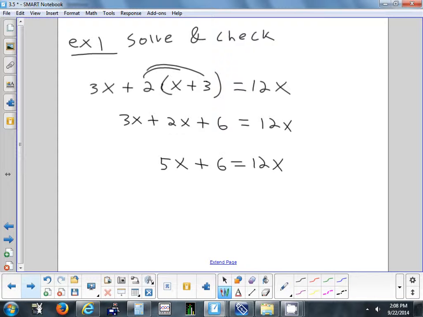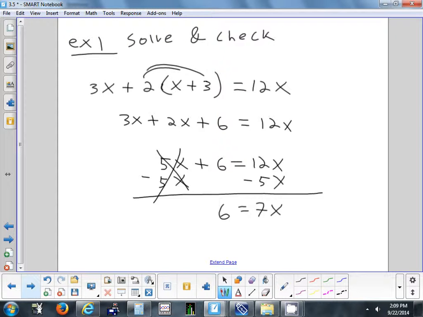Okay, right now we've got all the numbers that don't have x's on the left. So we've got to put the numbers that do have x's somewhere else. So subtract the 5x. Yep, very good. And what will that give me? 7x. Okay. How about on the left side? What happens with 5x minus 5x? Yeah, that's gone. And then 12x minus 5x? 7x. Perfect.